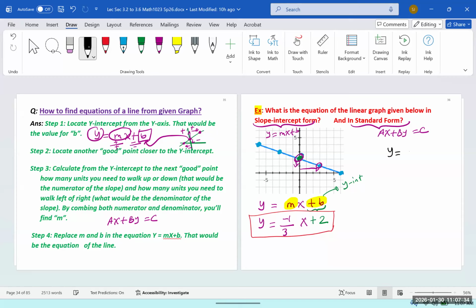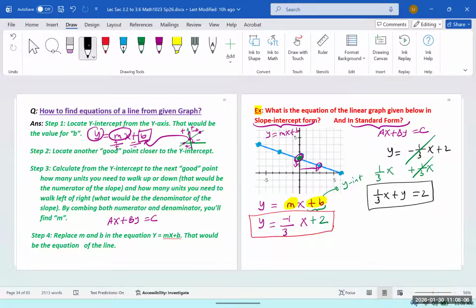So we have y equals -1/3 x plus 2. In standard form, they want x and y together. Since our x is negative, we can simply bring this x on the other side by adding 1/3 x to both sides. So this cancels out. We get 1/3 x plus y equals 2. This is in standard form.